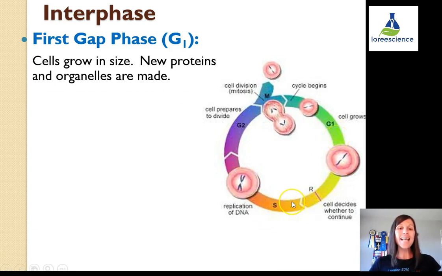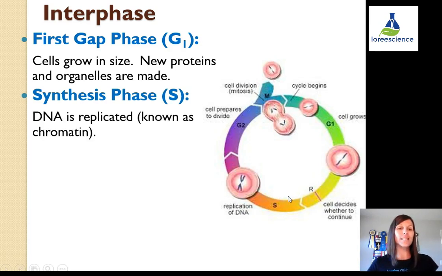The next phase is the S phase, or the synthesis phase. It is synthesizing the new DNA. So at this point, when it is synthesized, the DNA is referred to as chromatin because it is condensed.